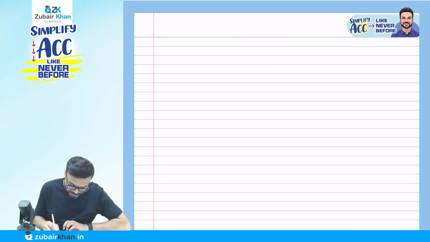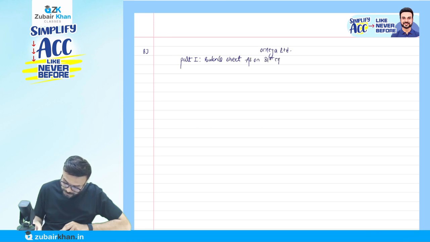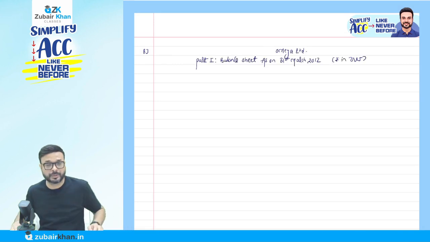Okay. Now question number 8, Omega Limited, balance sheet is part 1. So part 1, write down their balance sheet as on 31st of March 2012, rupees in thousand. Okay, as they have given the figures in thousand, so we have to write it down, rupees in thousand. Okay, we will also prepare the balance sheet in the same figures.